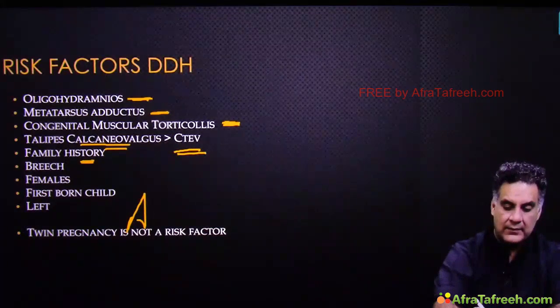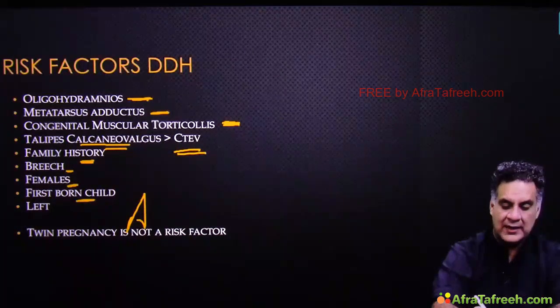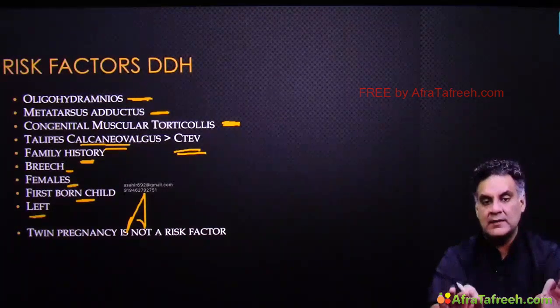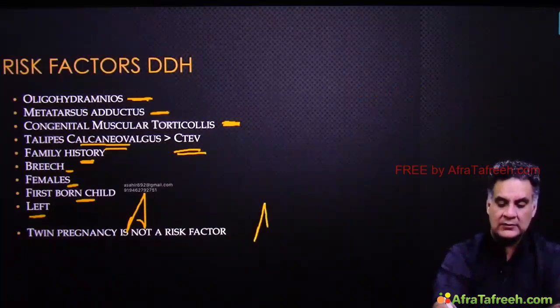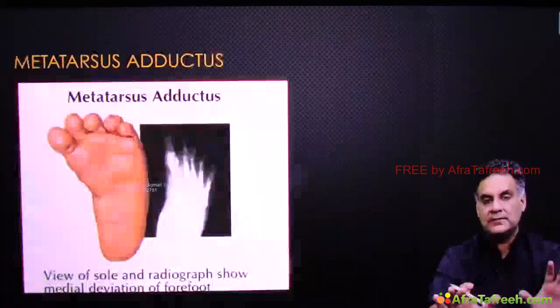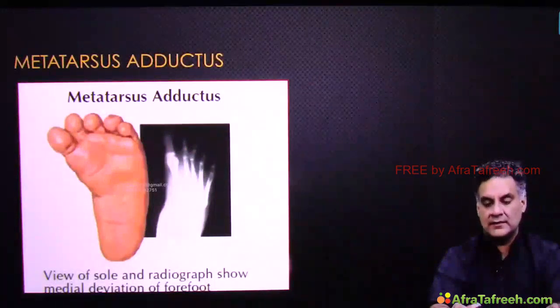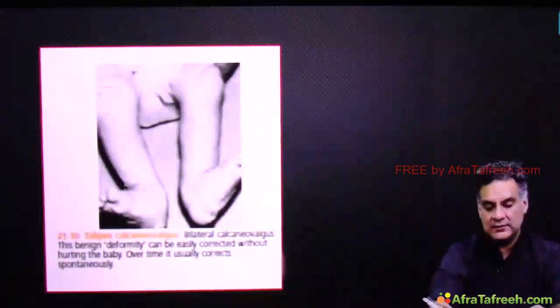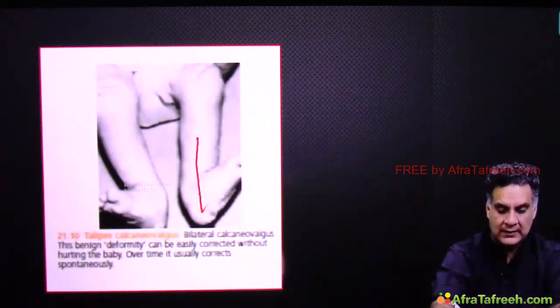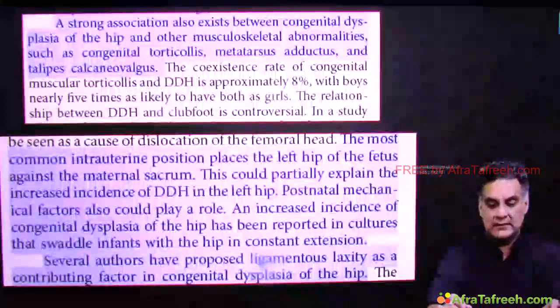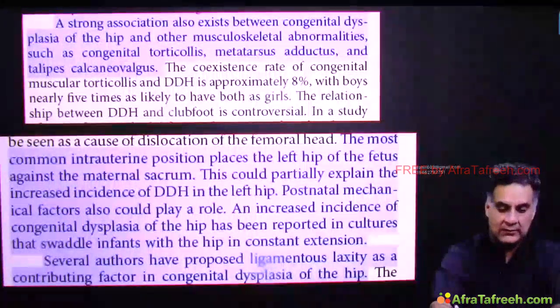Family history, breech presentation, female child, firstborn child, and the left side are all risk factors. Remember, twin pregnancy is not a risk factor in DDH. This is metatarsus adductus, medial deviation of the foot, seen in DDH. This is the prominent heel, calcaneovalgus. CTEV is very, very controversial.